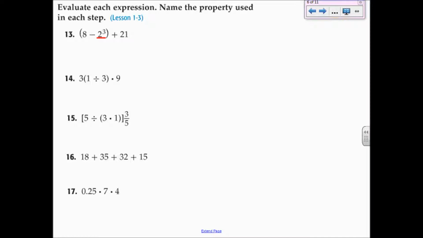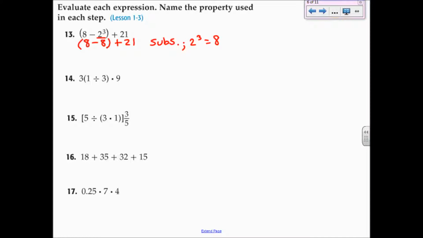So I would say that this is 8 minus 8 plus 21. And that's going to be the substitution property, which says that if it's equal, you can put it in the expression as a replacement. And we said 2 to the third is equal to 8.